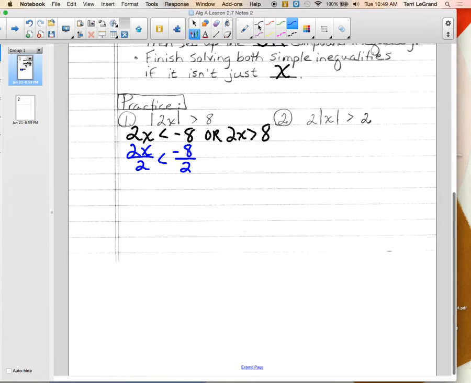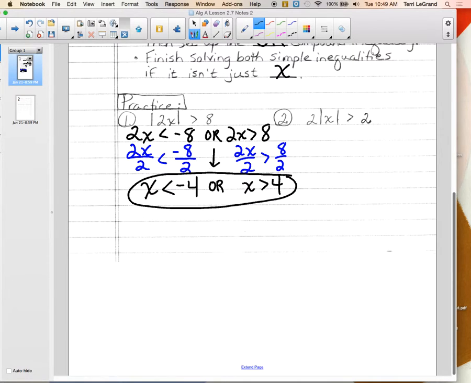So now we have x by itself. Did we divide by a negative? Remember that rule? No, we didn't. So we don't have to switch the symbol. Negative 8 divided by 2, negative 4. Bring down the or. Remember, we bring down the word or in between. And then we do the same step in the other one. Divide both sides by 2. We didn't divide by a negative, so we don't have to switch the symbol. There's our compound inequality solution.